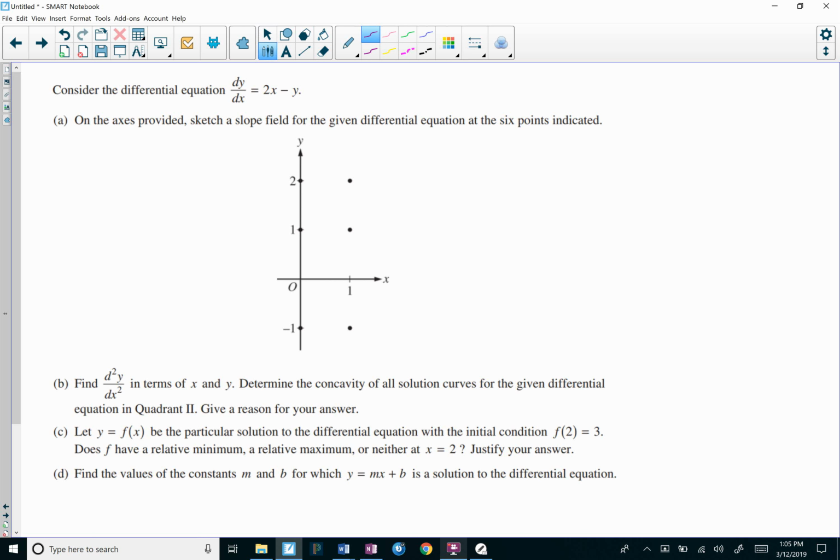Okay, at this point I assume you've read and worked the problem on your own. Part A should be pretty straightforward. I think it's an easy 2 points. Create the slope field. So you're just plugging in points to your slope. I end up getting 0 here.